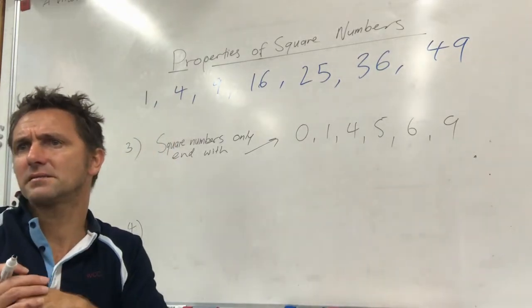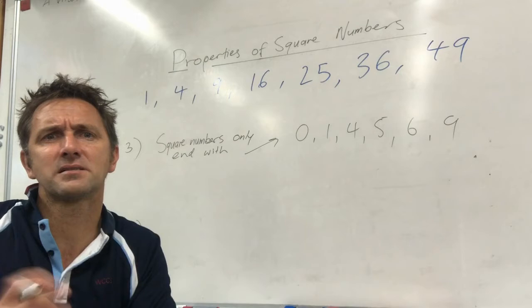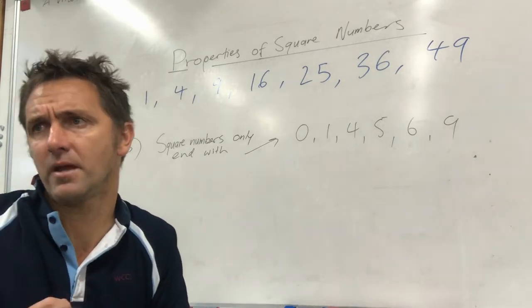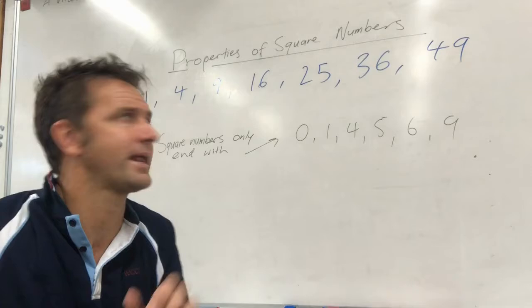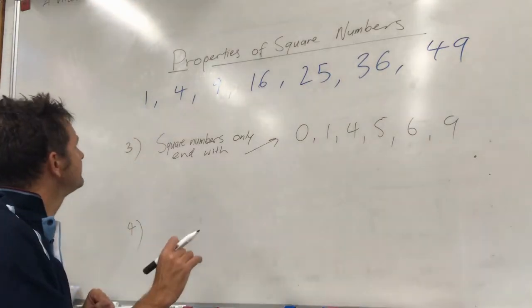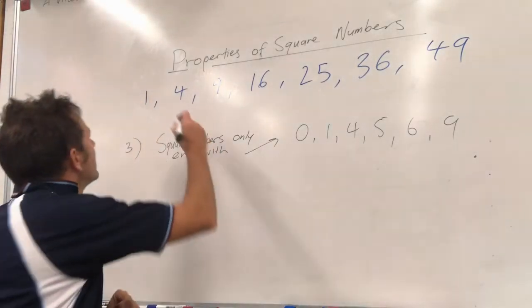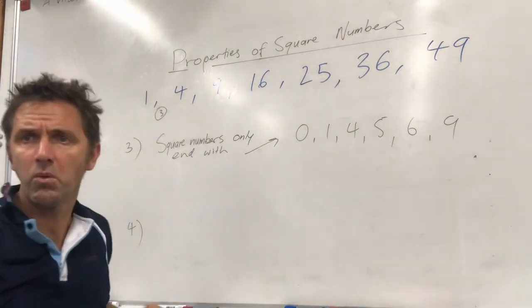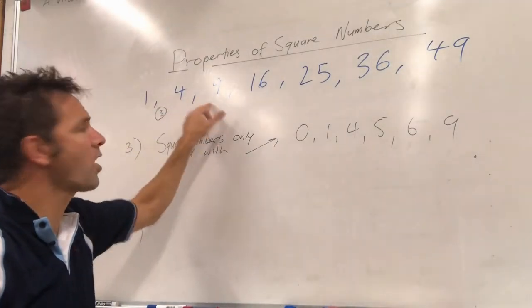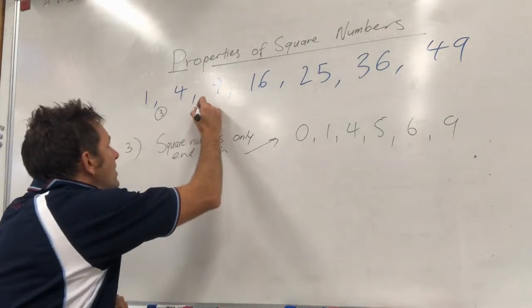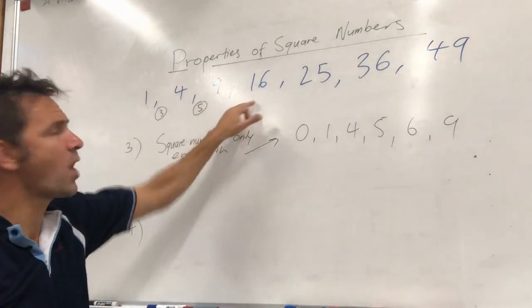Here's my last property. I think this is the best property, but it's a bit tricky, so you're gonna have to work it out with me, right? You're gonna have to help me work it out. What's the difference between 1 and 4? 3. Okay. What's the difference between 4 and 9? 5. What's the difference between 9 and 16?